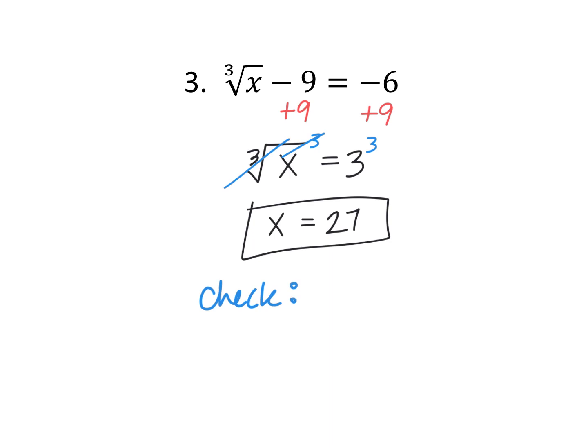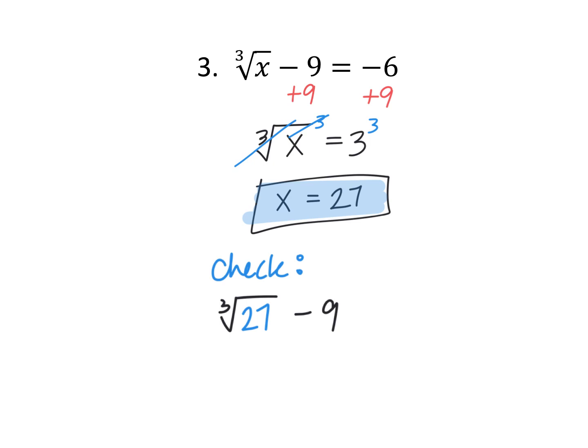If you got 27, then I think we agree. So we're going to plug that back in. So cube root of x, which we know is, what is x? 27 minus 9. The cube root of 27 is 3, and 3 minus 9 is negative 6, so it does work because that matches what you had on the right side.